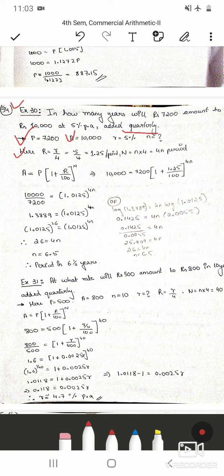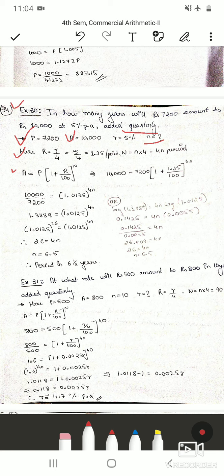So here capital R will be small r by 4, which is 5 by 4, that is equal to 1.25 per period, and capital N will be n into 4. So we don't know what this n is, so that is what we have to find out. So it is 4n periods. Now we will substitute in the formula of A, that is amount, and we will find out n.